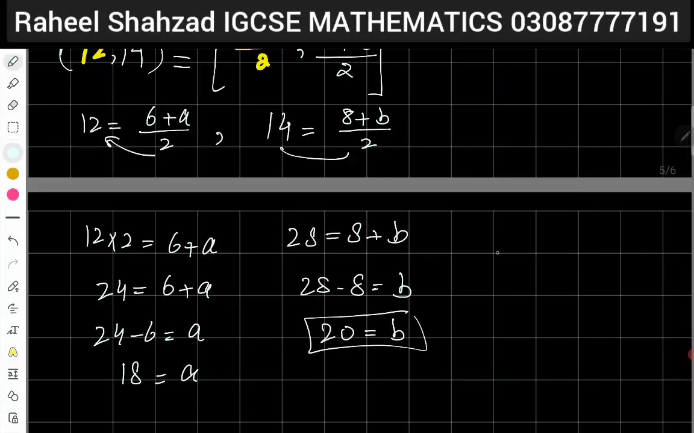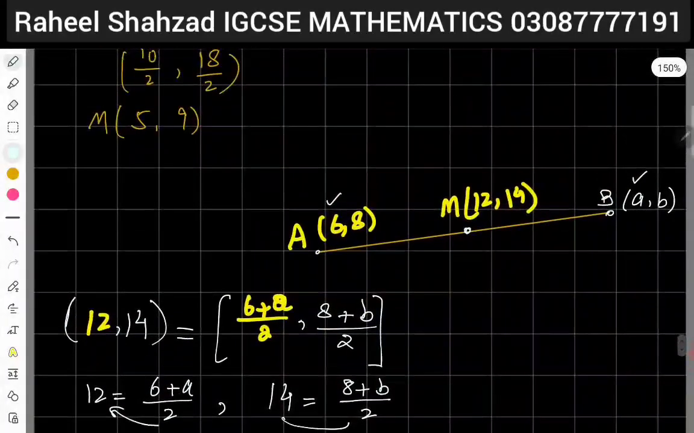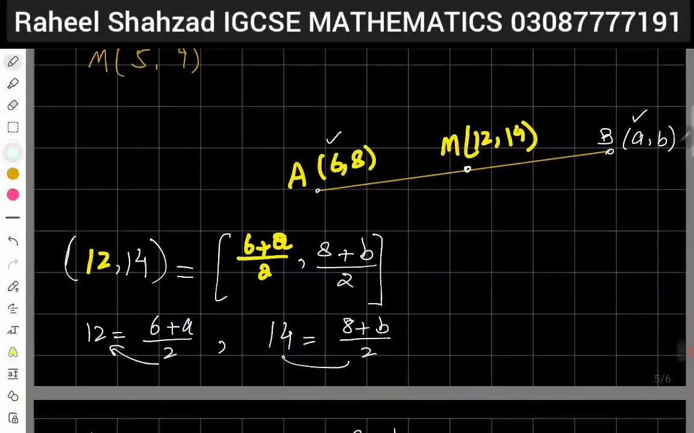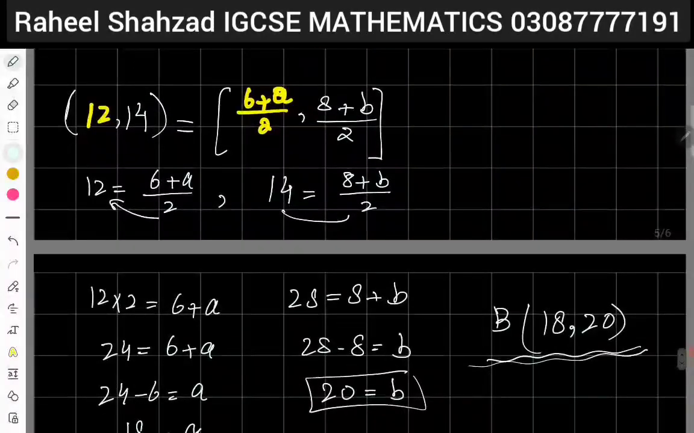So coordinates of b are 18 and 20. Okay, so these are coordinates of b. So point is, if they have given the midpoint and they are looking for coordinates of one endpoint, okay, one endpoint is given, midpoint is given, that second endpoint is missing, then we have to find the coordinates of second point. This is what we do. I hope it's clear.